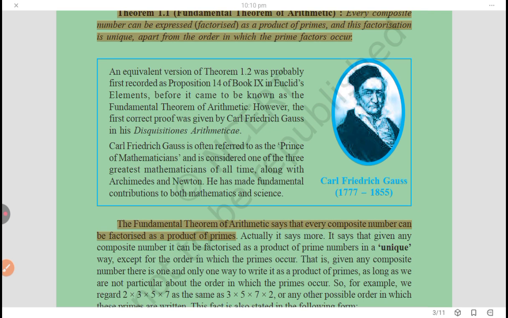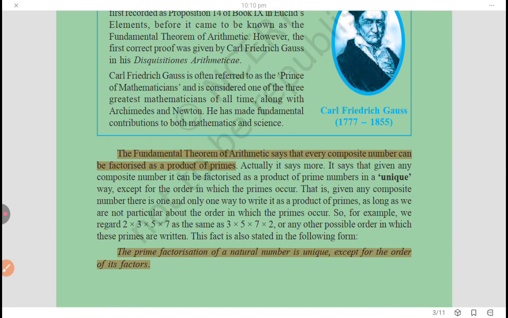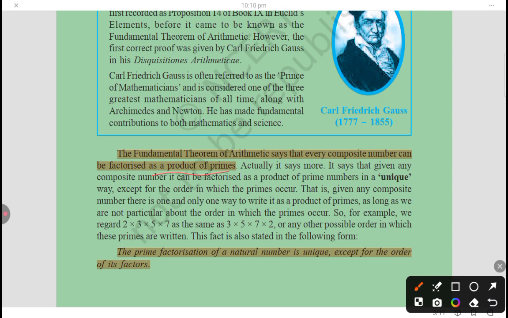So here is some detail about the mathematician Carl Friedrich Gauss. The fundamental theorem of arithmetic says that every composite number can be factorized as a product of primes. Actually, it says more. It says any composite number can be factorized as a product of prime numbers in a unique way, except for the order in which the primes occur.